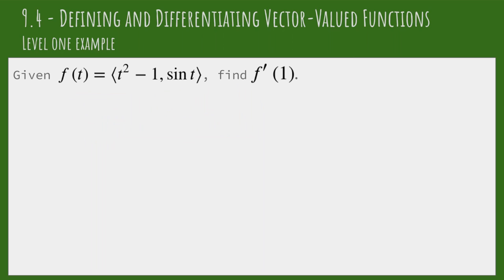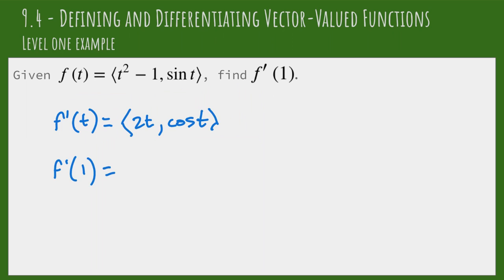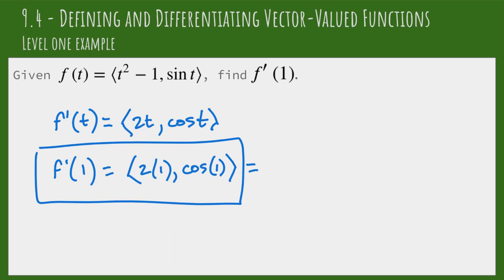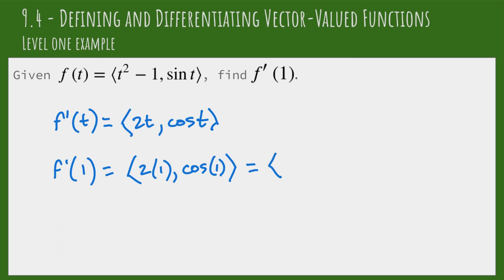Now, another thing we might be asked to do is to evaluate the derivative at a particular point. So if we do that, we're going to start by taking the derivative just like we did. And then we plug in 1 for t. So f prime of 1 is going to be 2 times 1, comma, cosine of 1, which we can evaluate. Technically, if this were a free response question, we could just box and be done. But let's go ahead and simplify here.